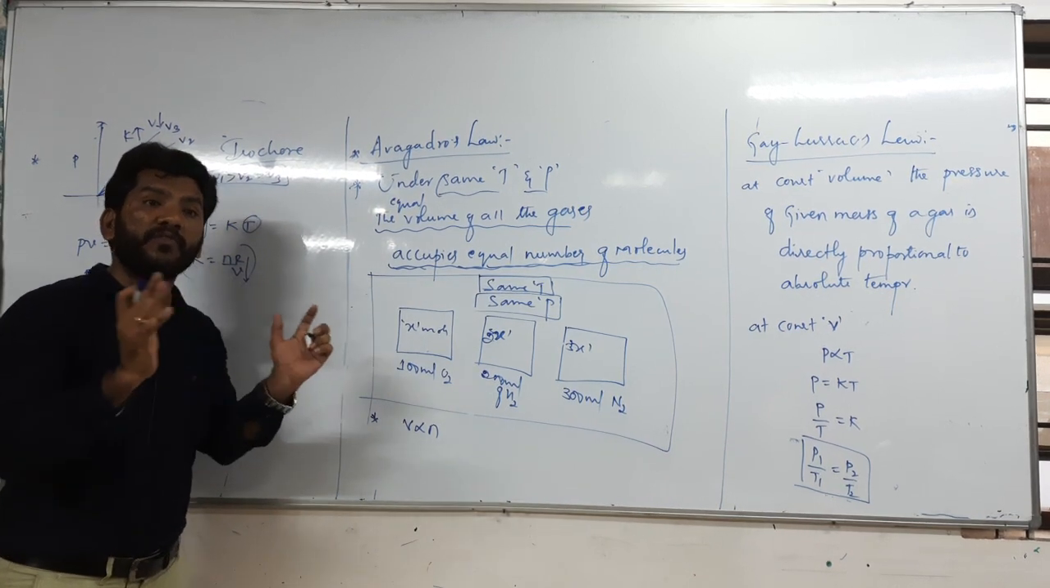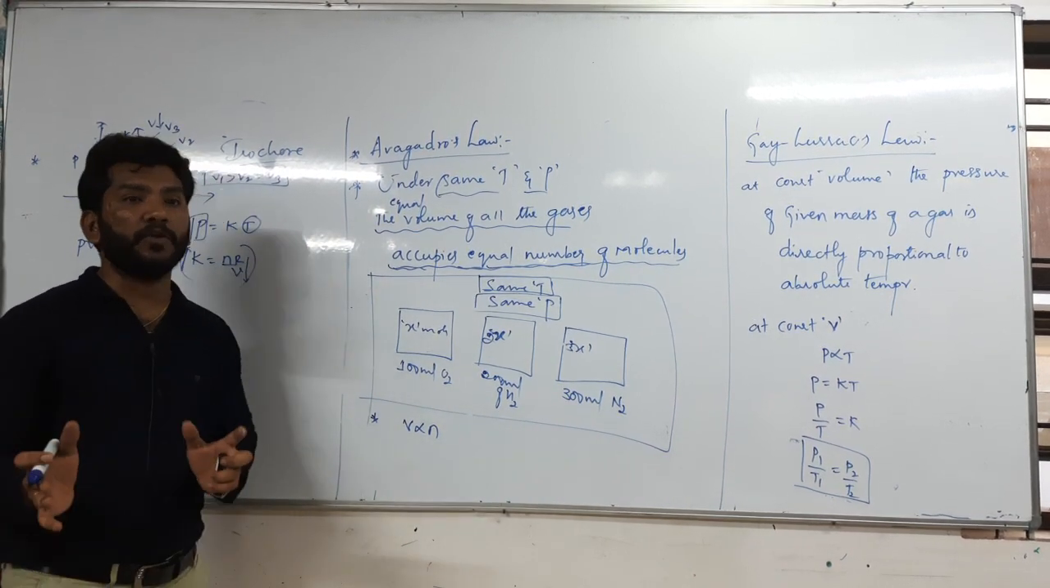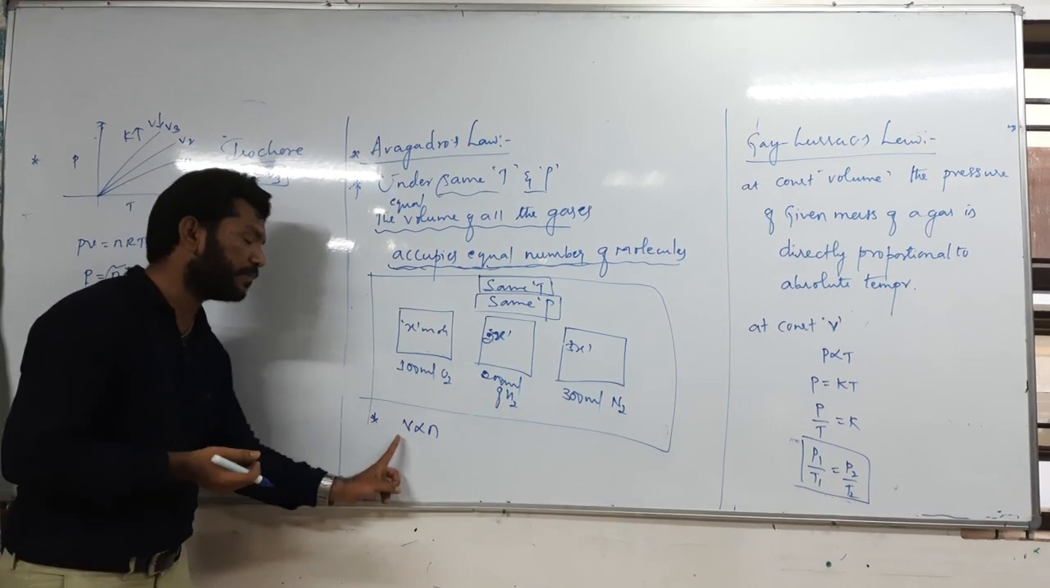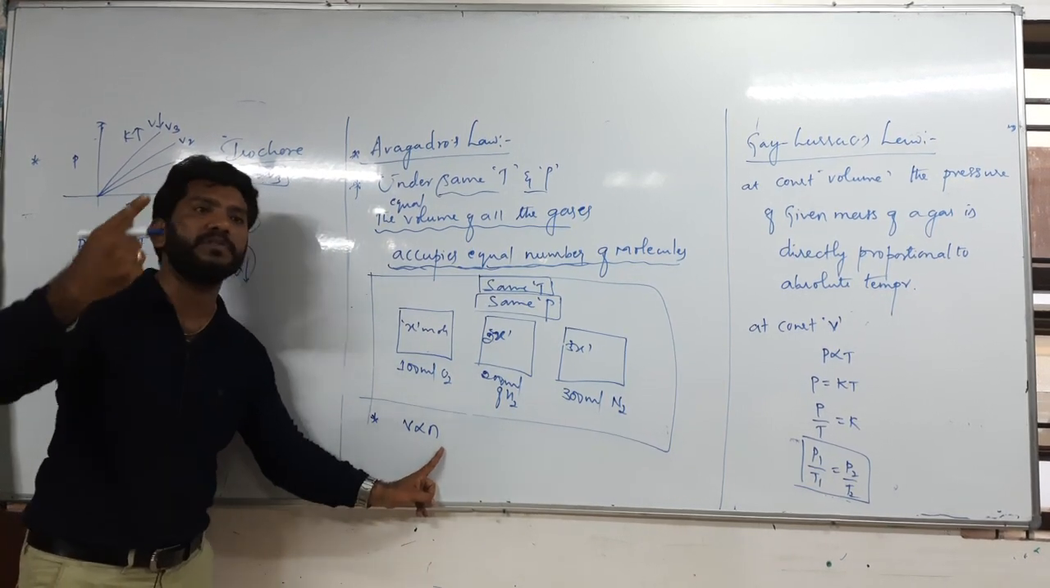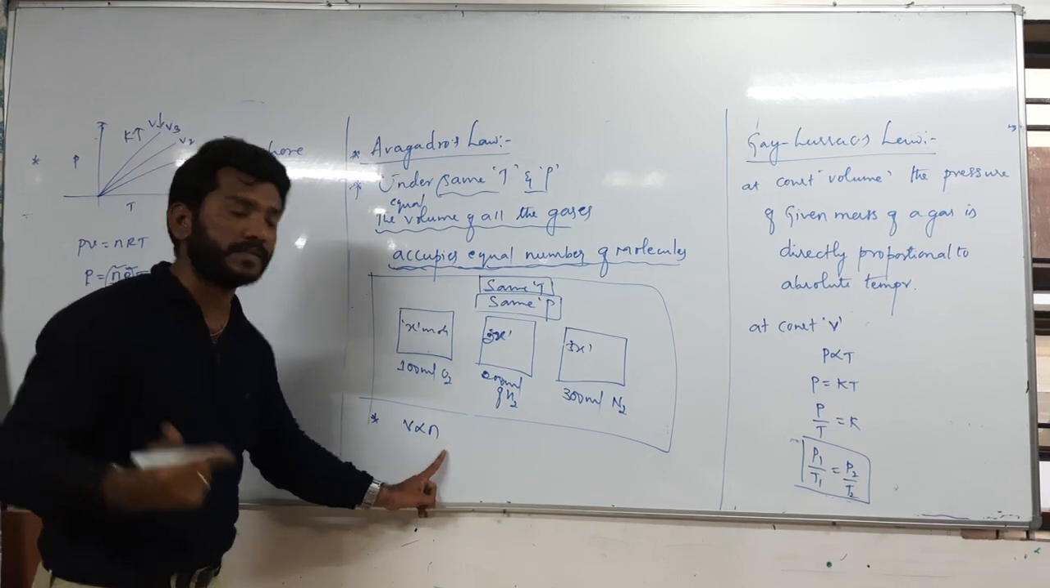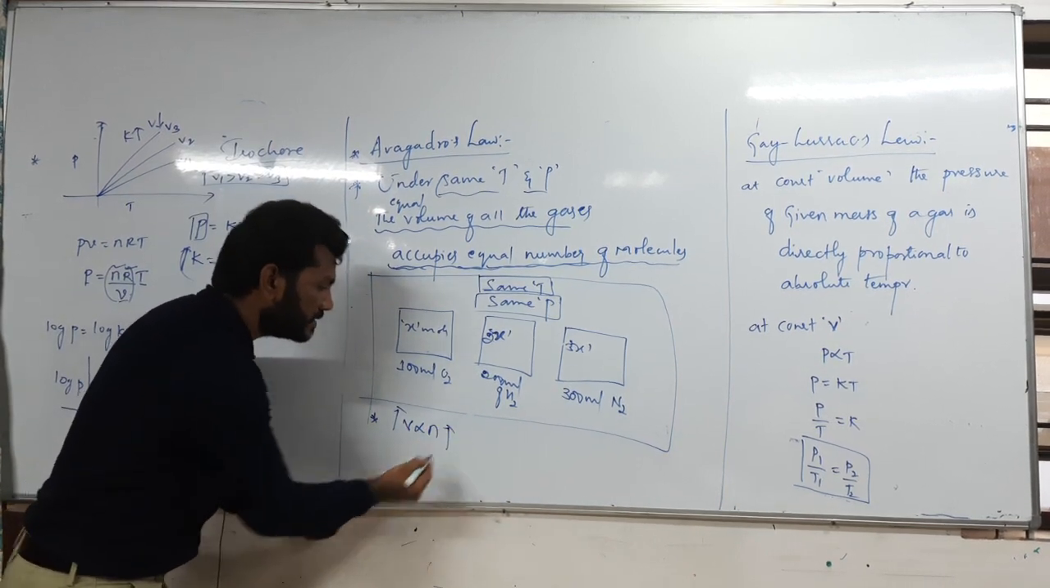Equal volumes of gases contain an equal number of molecules. Since V is proportional to n, as the number of molecules increases, the number of moles also increases. Hence the volume of the particular gas also increases.